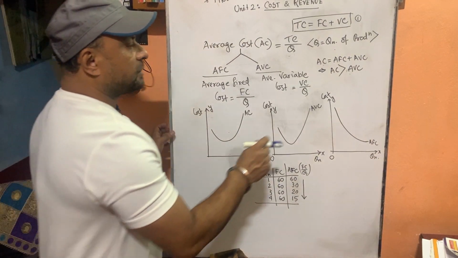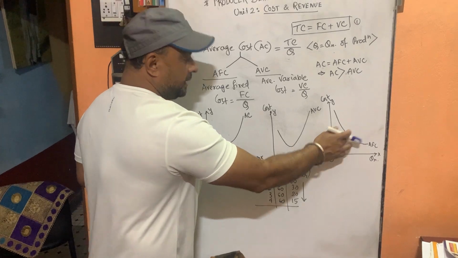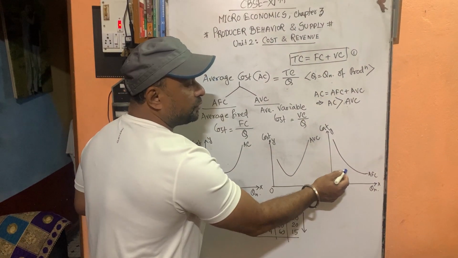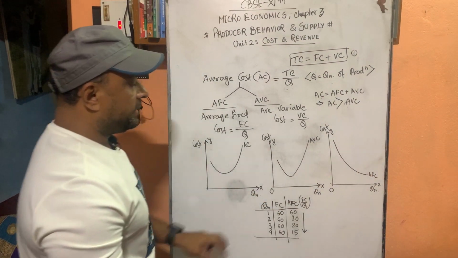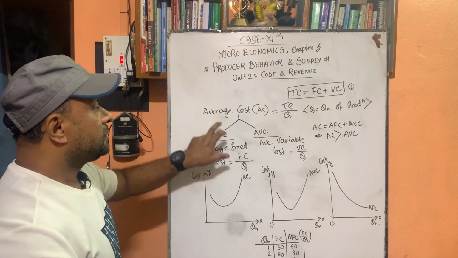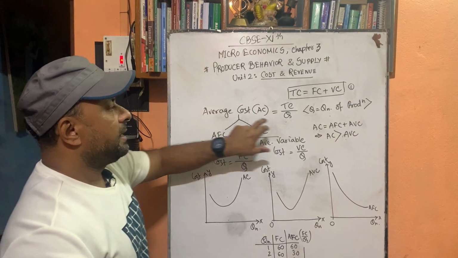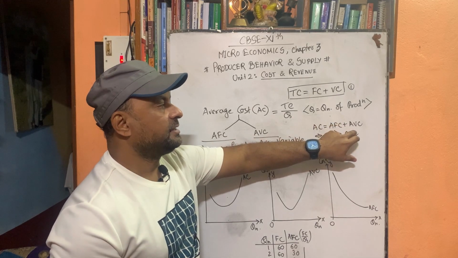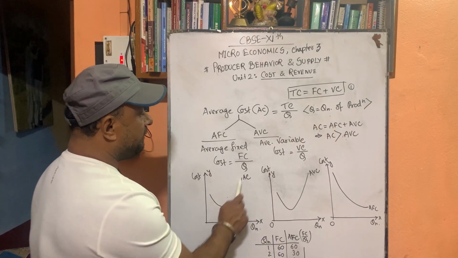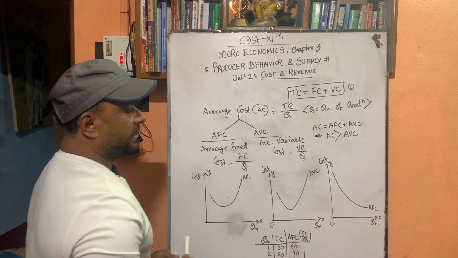Okay, if a question is asked why the AFC curve is downward sloping, at that time along with the schedule we have to draw the figure and explain why it is downward sloping. Okay, so this is our average cost, average fixed cost and average variable cost. But these two curves are U shape. Why U shape? We are coming to that later.